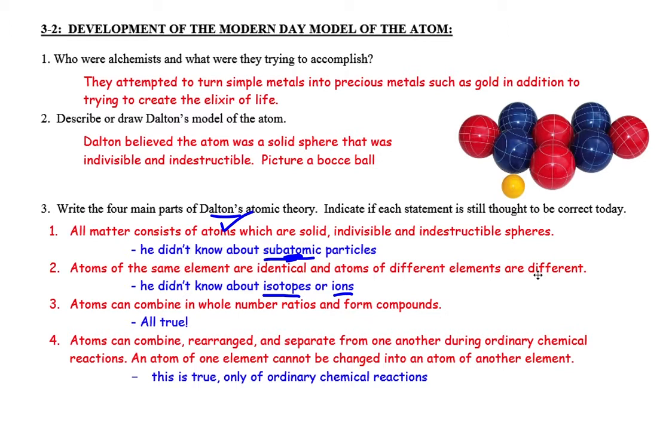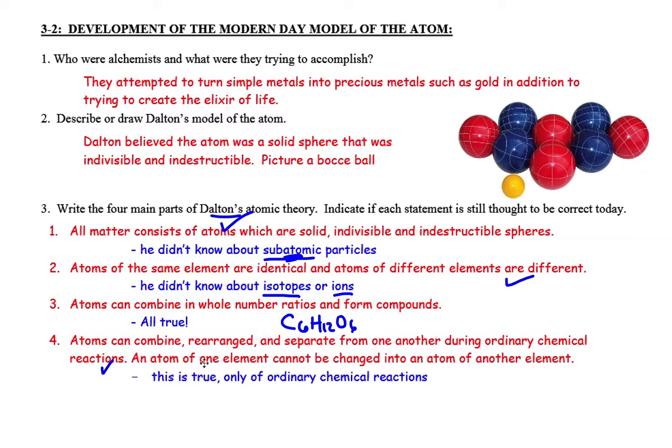And atoms of different elements are different. That is correct. Oxygen is obviously different than nitrogen and so forth. Atoms can combine in whole number ratios, absolutely. If we have sugar, glucose here, C6H12O6, they are all whole numbers. You're not going to get a fraction of a number. So he's good there. And atoms can combine, rearrange, separate from one another during ordinary chemical reactions.